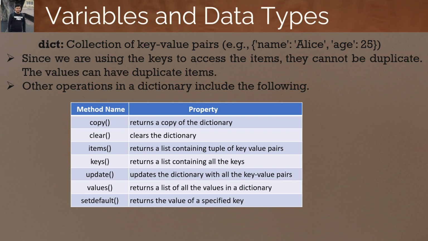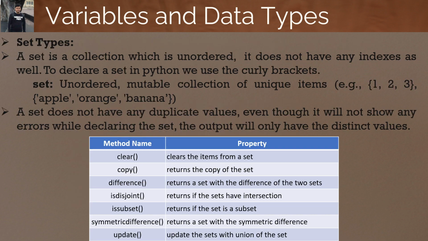So other operations in a dictionary include the following methods and properties. Copy returns a copy of the dictionary. Clear clears the dictionary. Items returns a list containing tuples of the key value pairs. Keys returns a list containing all the keys. Update updates the dictionary with the given key value pairs. Values returns a list of all values in the dictionary. Setdefault sets the default value of a specific key. It will return the value of a specific key.